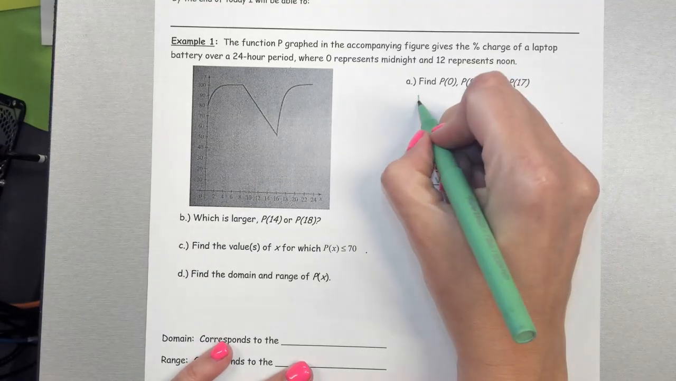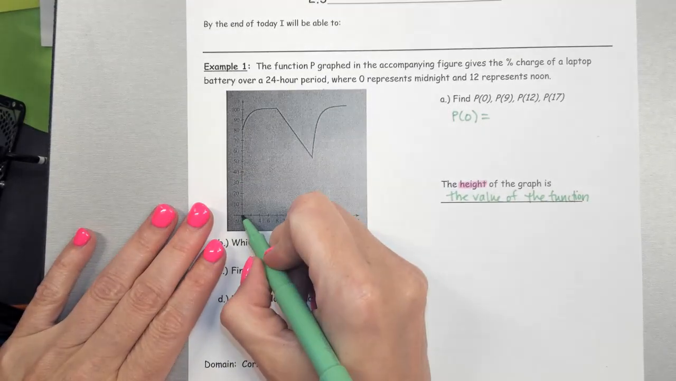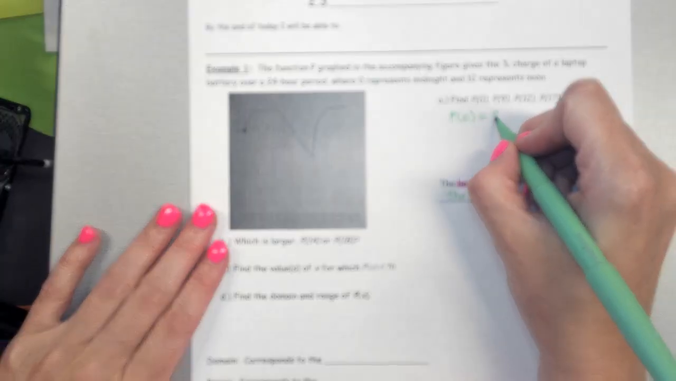So if I'm going to find P of 0, I'm going to go to 0 on my graph, go straight up. This point is right at 80.